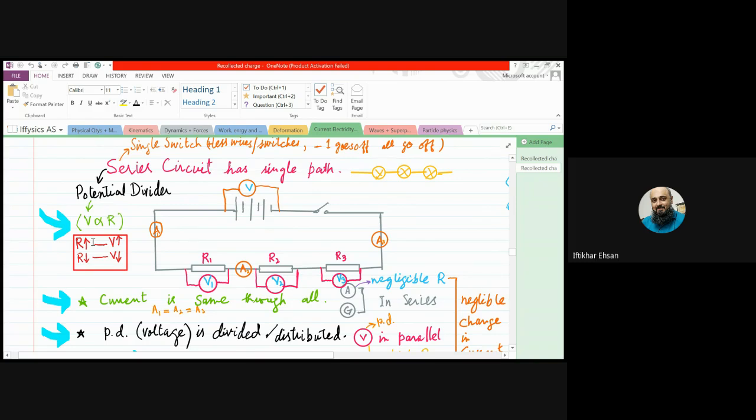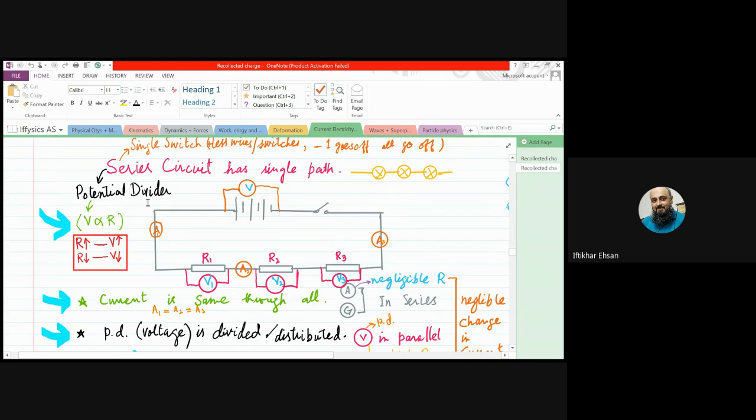If different resistors are there in a series circuit, the larger resistance will receive larger voltage and vice versa. So the potential difference is divided such that the voltage will be directly proportional to the resistance of every conductor or appliance, right? So a larger resistor will receive larger voltage. They are directly proportional. This is only for a series circuit. Keep it in mind. That is why a series circuit is said to be a potential divider.